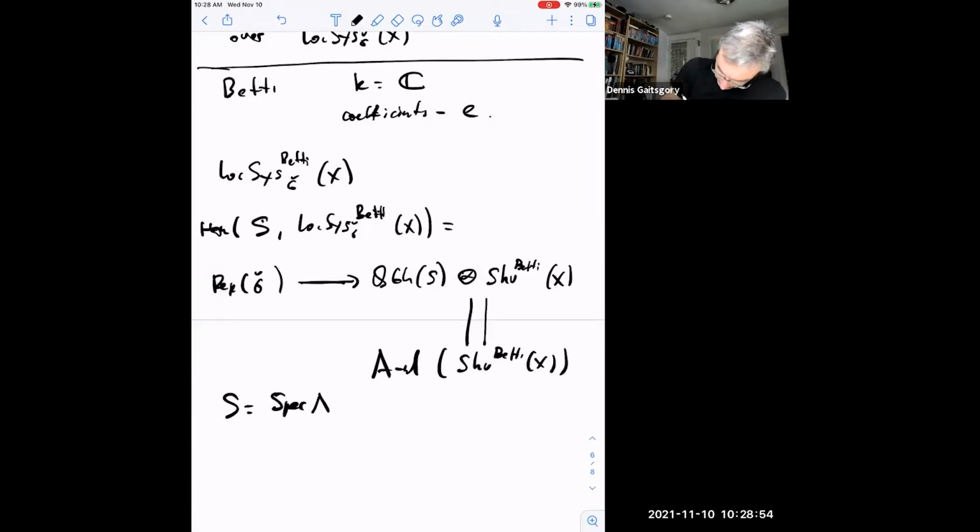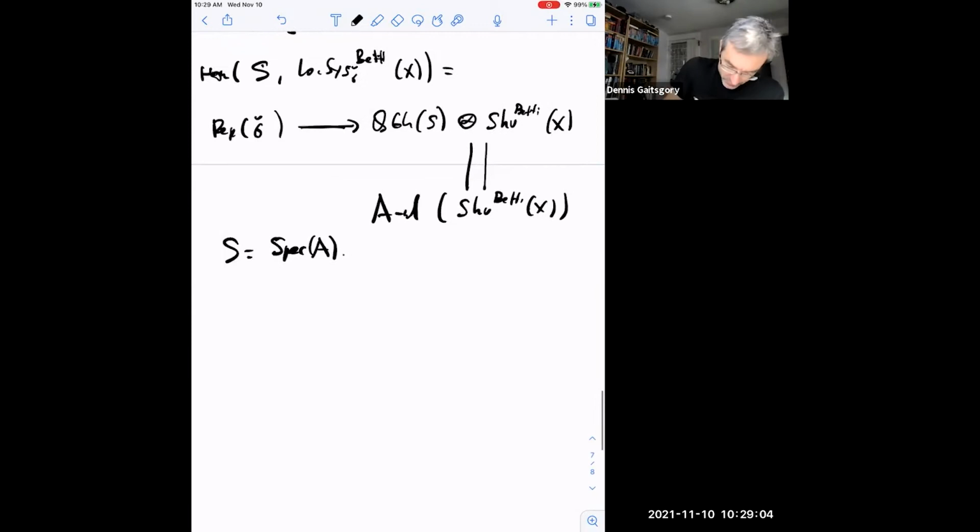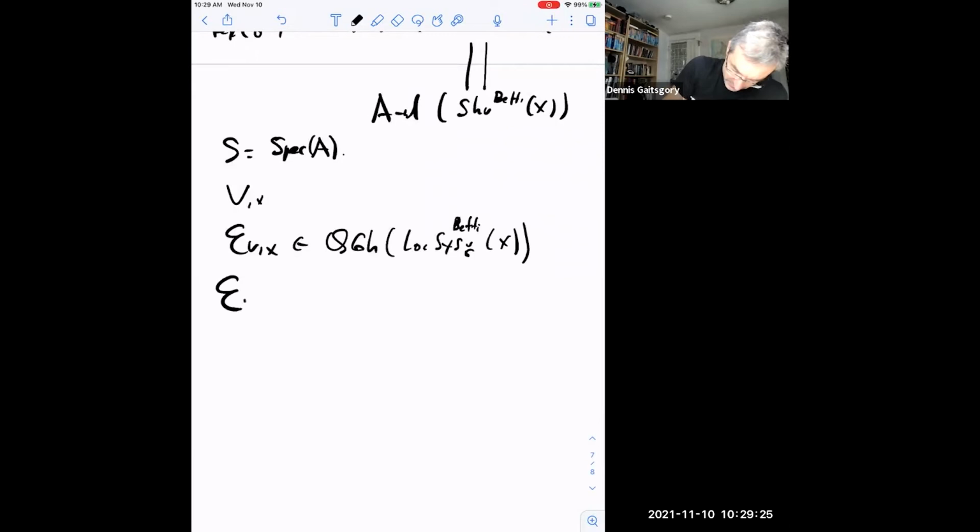I just want to warn you that there will be an unpleasant surprise in a few minutes. And just as before, same story. If you have a V in Rep(Ǧ), you have this well-defined vector bundle on LocSys_Ǧ^Betti. And as you let the point x vary, you get an object in the tensor product category. So it'll be a quasi-coherent sheaf on LocSys times the category of Betti sheaves on X.